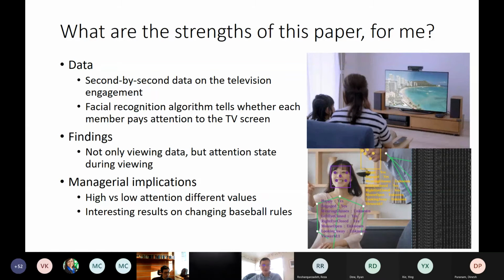And I think they have very interesting results on changing the baseball rules. I never knew that there were baseball games which only have 7 innings, and I didn't know that the mercy rule can also be used. So I think that's interesting.